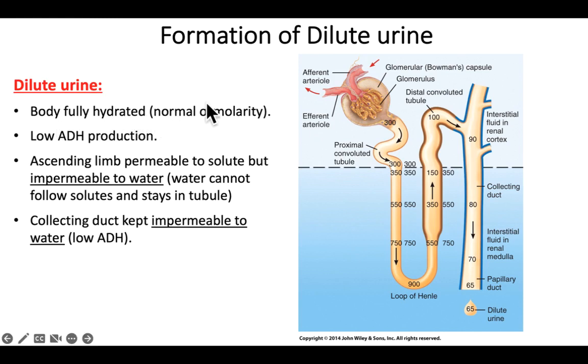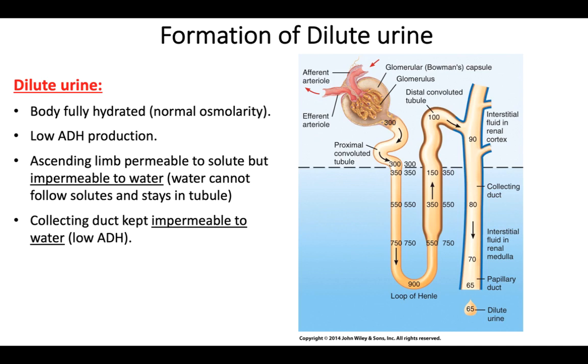We call that a normal osmolarity. Osmolarity is basically the measure of solutes. If you've got the right amount of solutes compared to water, you're good. You're fully hydrated. You're going to have low ADH, and you're going to leave water in the tubule so you can eliminate the water, and your urine is going to be said to be dilute.